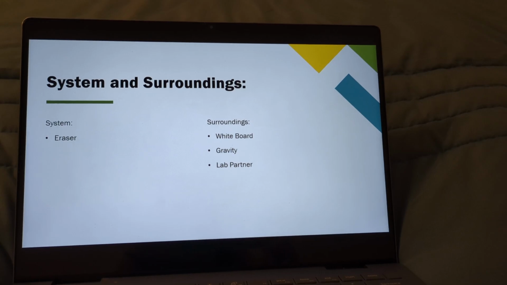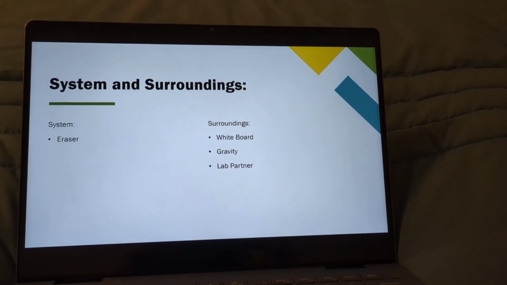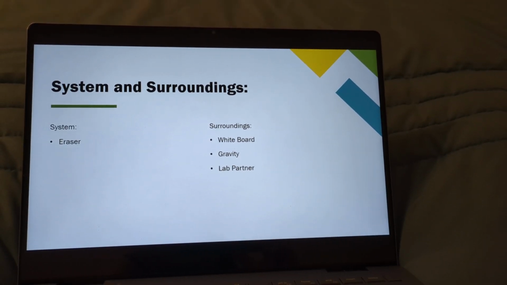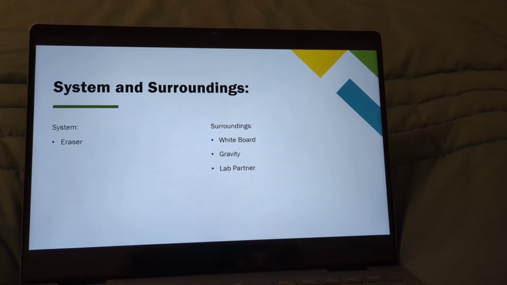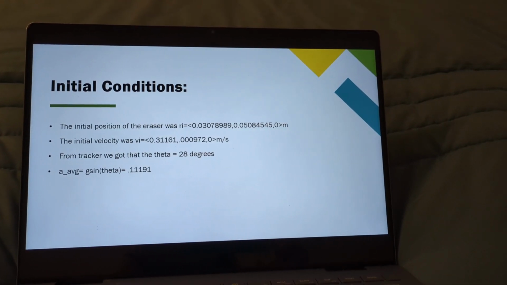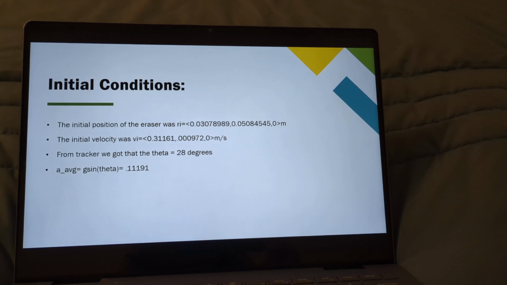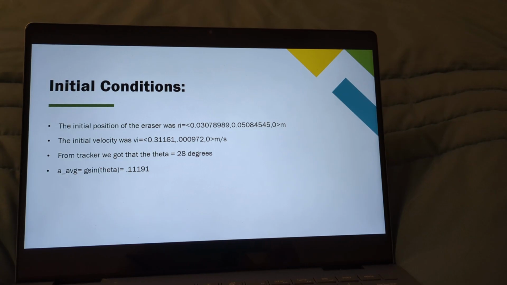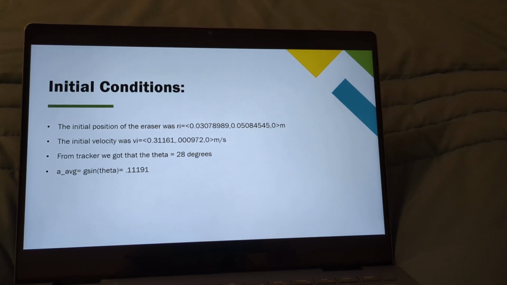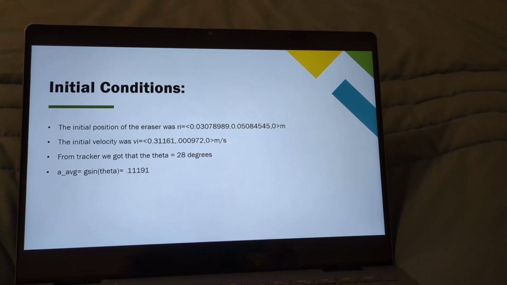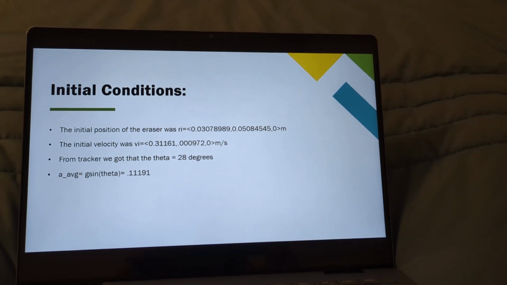System and surroundings. Our system was just the eraser, and our surroundings are the whiteboard, gravity, and the lab partner. Initial conditions. The initial position of the eraser was r initial equals 0.03078989 in the x, 0.05084545 in the y, and 0 in the z, in meters.